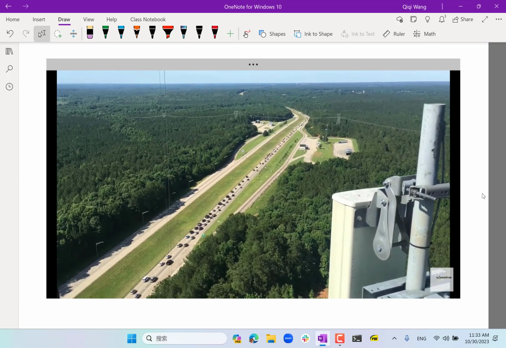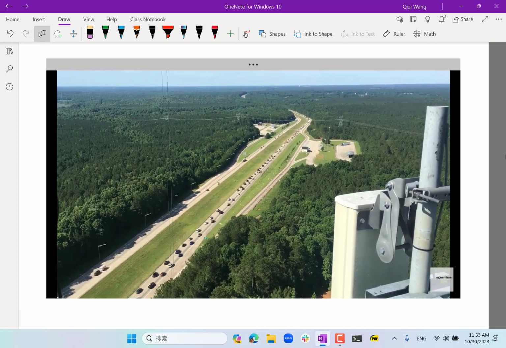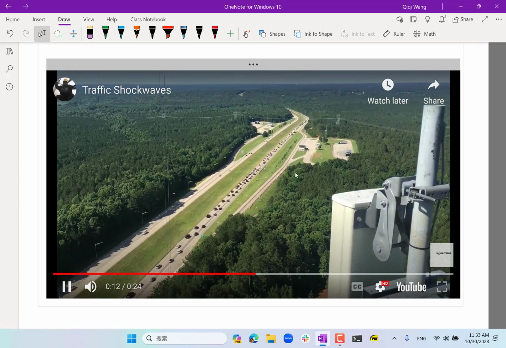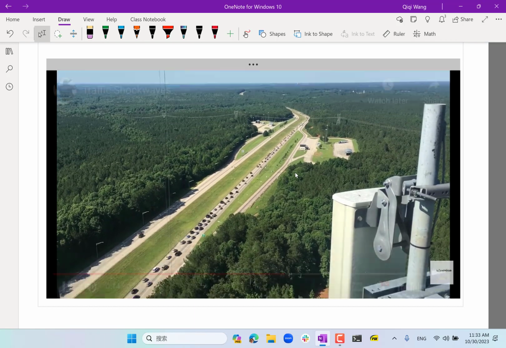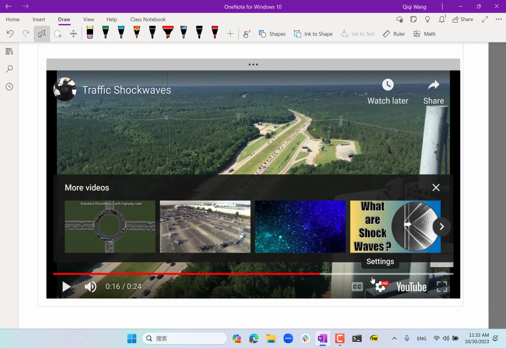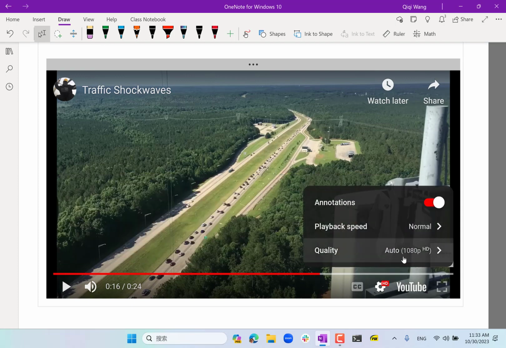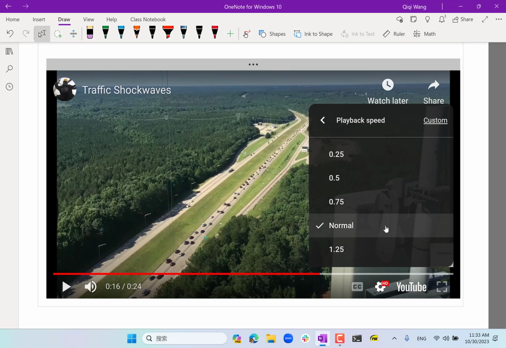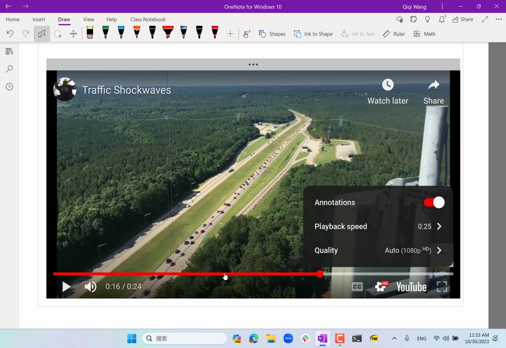Look at here. All right, you want to watch again? This might be very hard to see. Right, watch these cars. All right, okay. So what you're seeing is, let me maybe slow it down a little bit so that it's easier to see. Playback speed. Let's make it very slow.